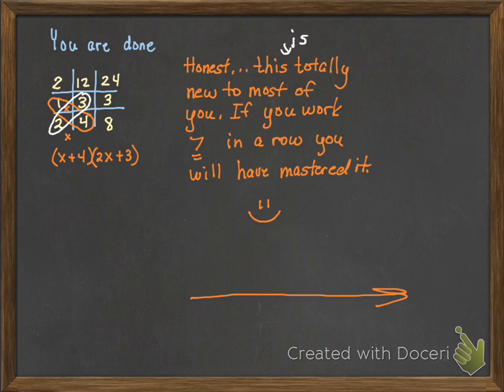If you work 7 in a row, you will have mastered it. And that's because that's what psychologists say. If you have new material, you need 7 to 10 times. So now then, how do I find it?